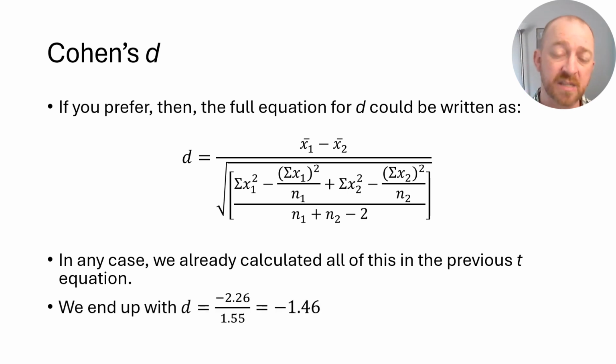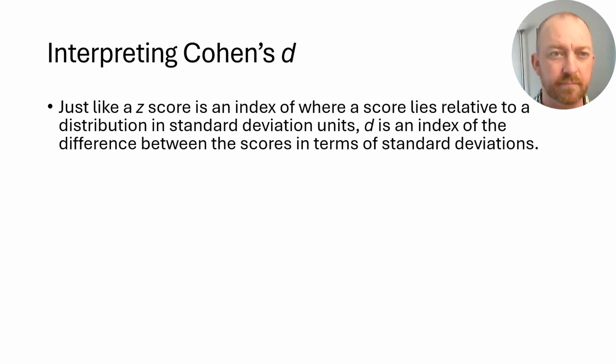Okay, so in any case, what we end up with for Cohen's d is that the numerator was negative 2.26. In other words, the difference between our two means was negative 2.26. And then, as I just demonstrated on the previous slide, our pooled standard deviation for these data is 1.55. This divided by that equals negative 1.46. Okay, now we need to get to an interpretation of what that means.